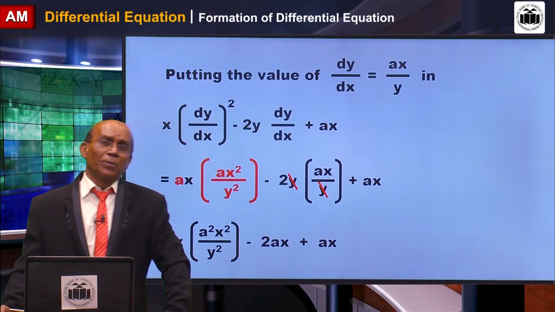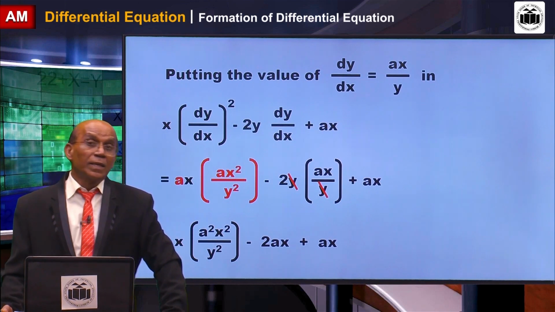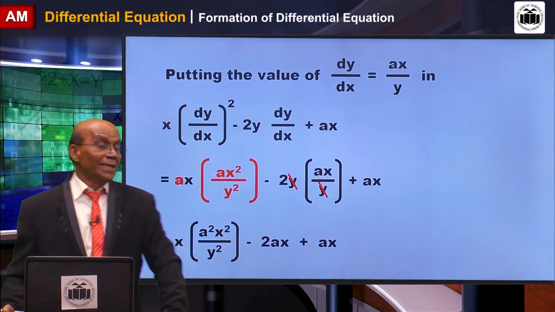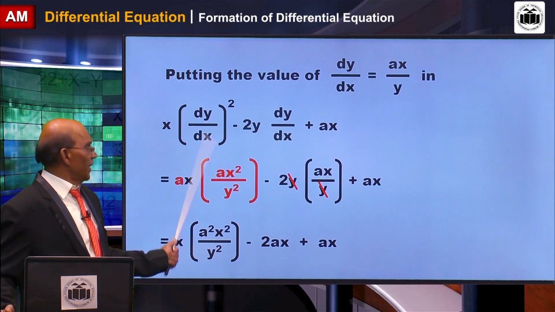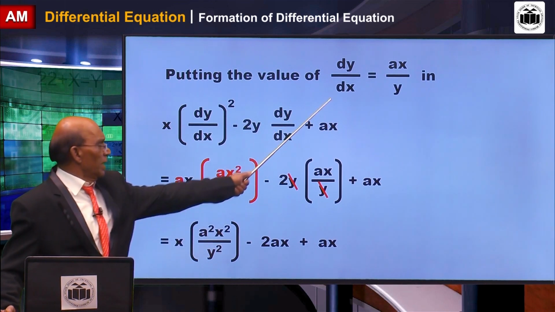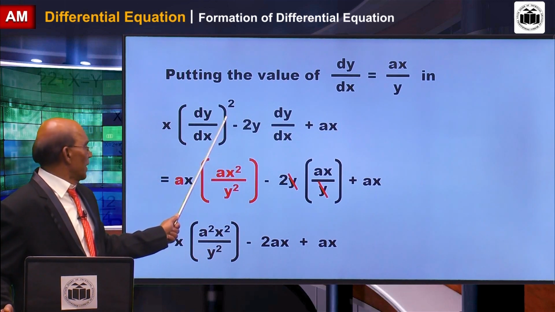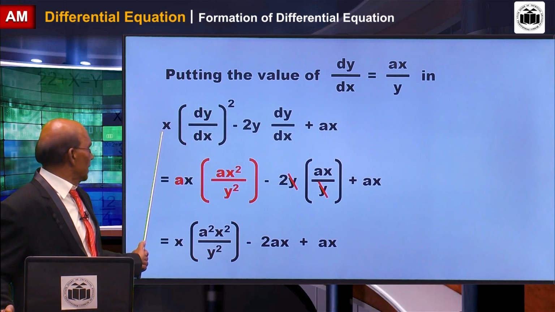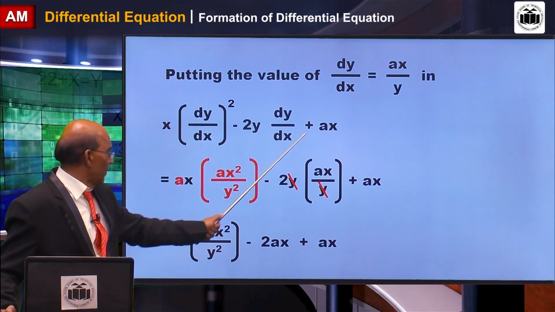Putting the value of dy by dx equals ax by y in the given expression, which is already given in our question, we simply put dy by dx equals ax upon y in this expression. Then x (dy by dx) squared minus 2y dy by dx plus ax, it is the given expression.